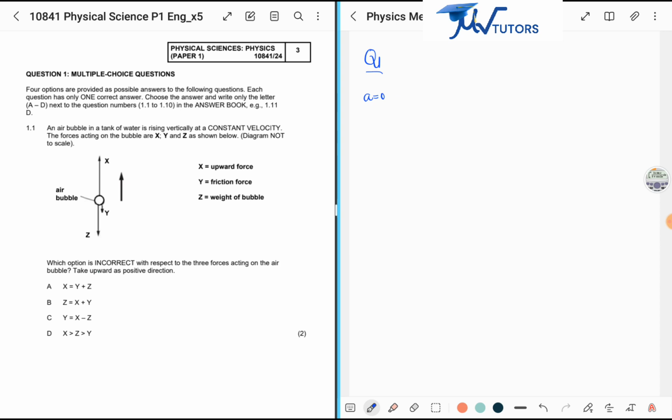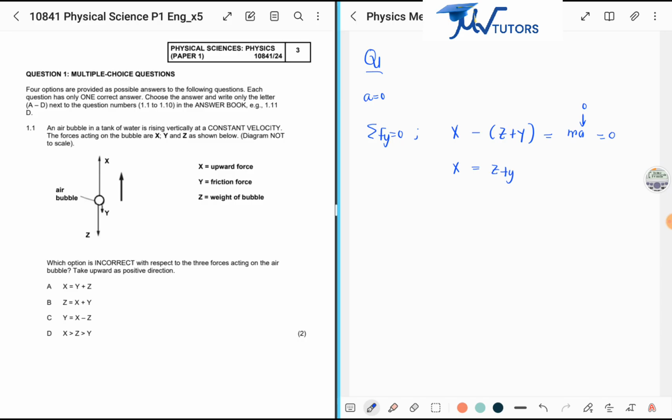Alright, so what I'm going to do is say the sum of the forces in the y direction is equal to 0 because there is no acceleration, right? What do I mean by that? If I take up as positive, I would have x minus z plus y. Remember, the sum of force is equal to mass times acceleration, but because acceleration is 0, as we have established, it's equal to 0. And then I could say that x is actually equal to z plus y.